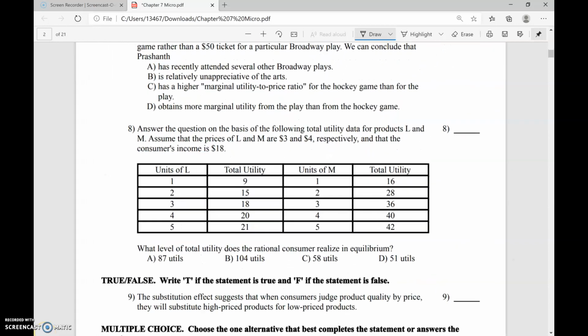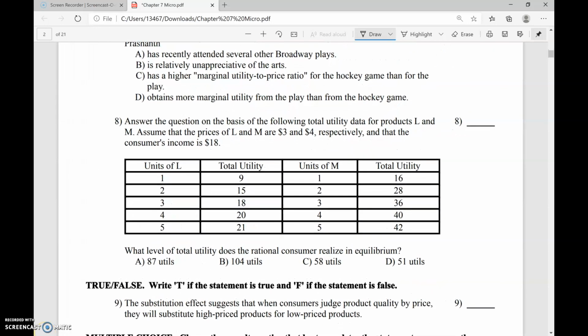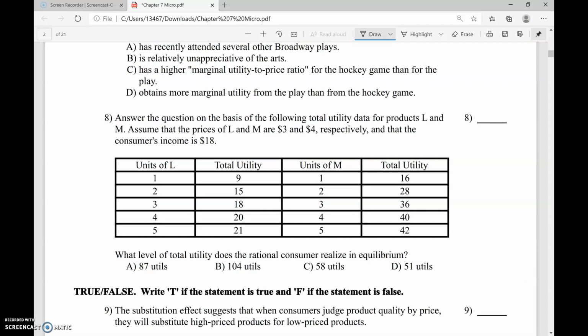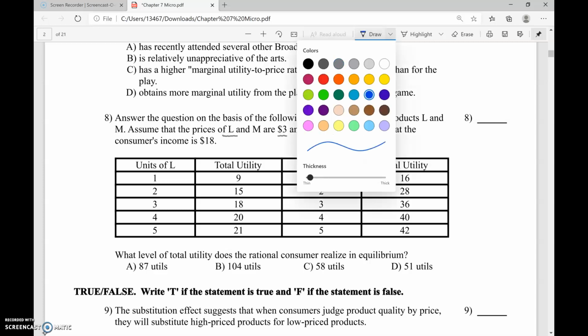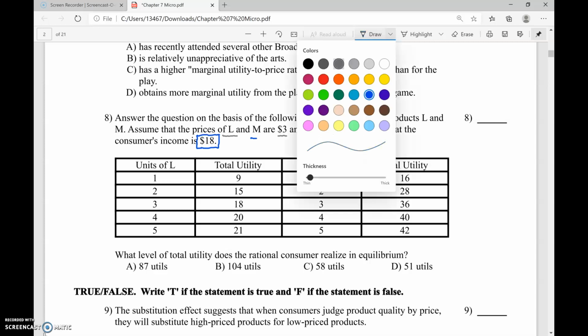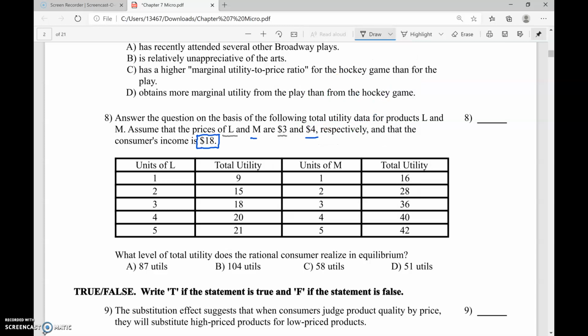Now take a look at question number 8. This question has a lot of math, and that's the reason why I am maximizing my screen to do all the math. It says answer the question on the basis of the total utility data provided for products L and M. Price of L is $3 and the price of M is equal to $4 and the consumer's income is $18. Okay, so I need to do a bunch of things here.